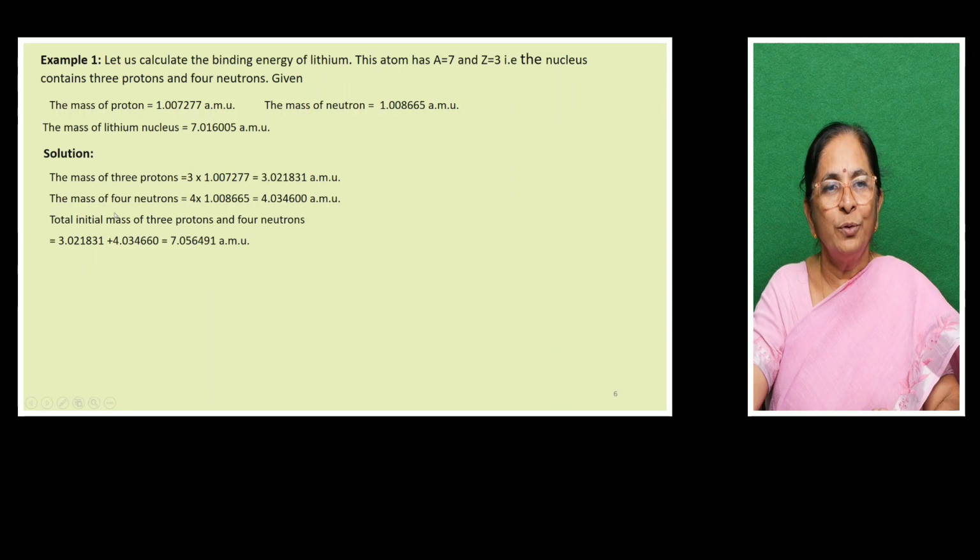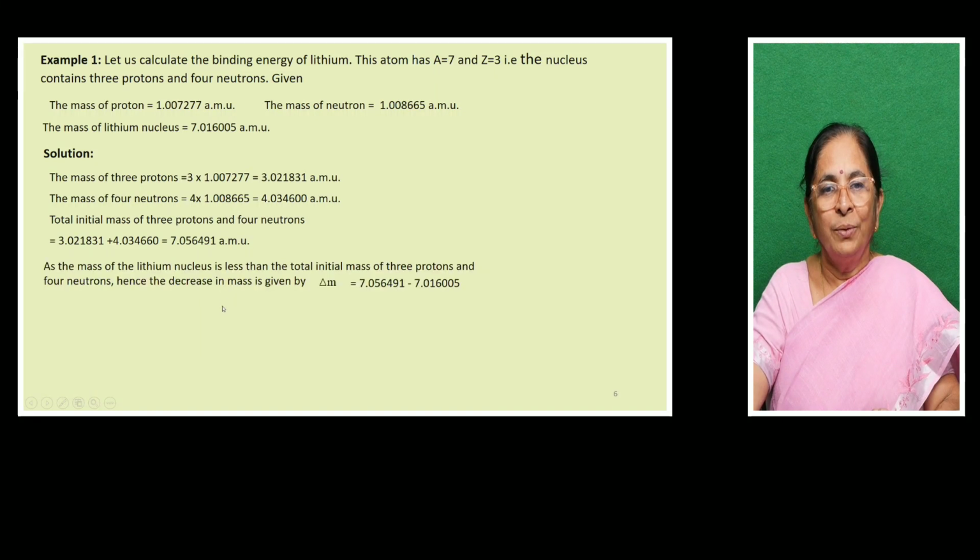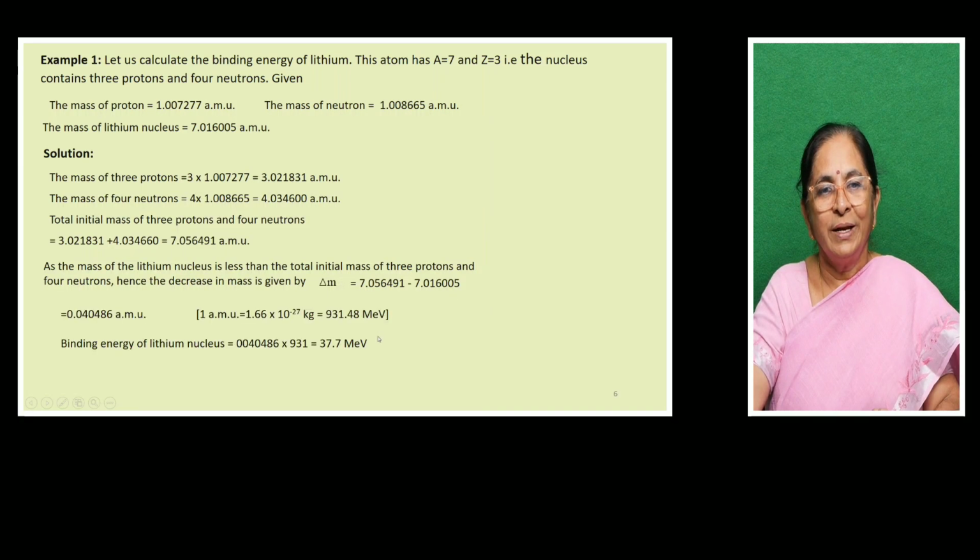So mass of protons plus mass of neutrons together we are getting. So this is the mass of the nucleons, total nucleons. Now we know mass defect is mass of the nucleons minus mass of the lithium nucleus. Mass of the lithium nucleus is given here. So from this, when you subtract, you are getting mass defect in atomic mass unit.